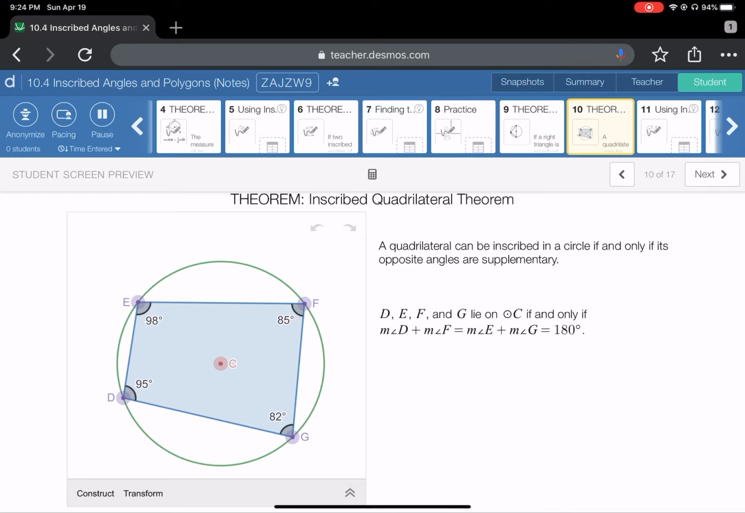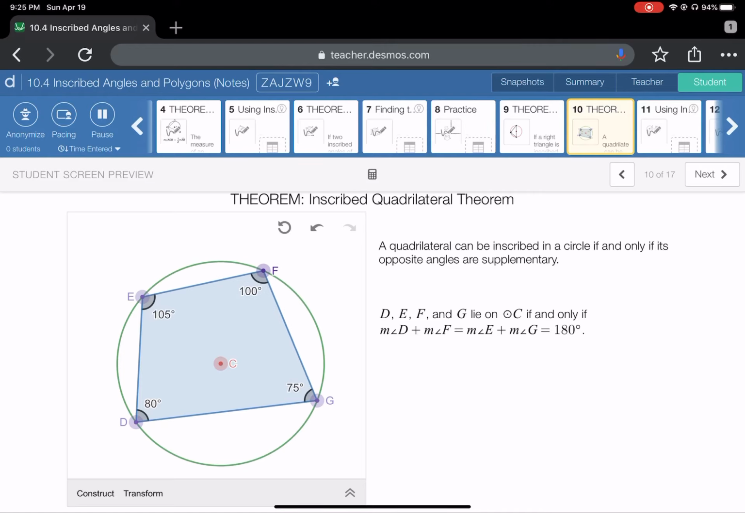In our next theorem, we have the inscribed quadrilateral theorem. So if a quadrilateral can be inscribed in a circle, and inscribed means the vertices are on the circle, then it is inscribed if and only if the opposite angles are supplementary. I set this up pretty nicely so that we can see what that is. The opposite angles, so angle F and angle D, are opposite. We have 100 degrees and 80 degrees. If those are supplementary, then we know that this quadrilateral is inscribed. So we have 80 plus 100, that is 180. We have 74 plus 106, which is also 180. If the opposite angles add up to 180, then the quadrilateral lies on the circle. We know that that is the rule.